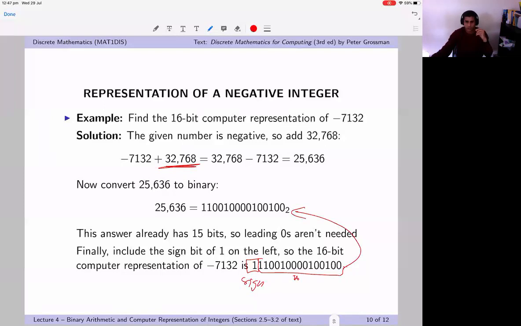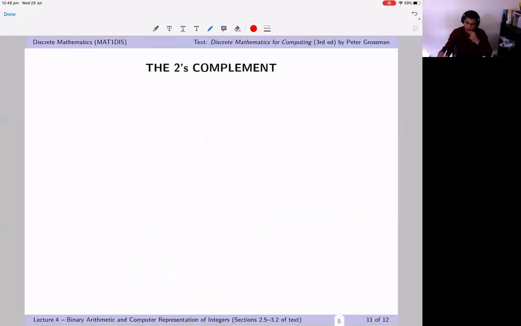However, this is not the only method of representing numbers. There are other methods as well, and quite simpler. And how do those methods work? Let me go on and explain that, and why those methods are the preferred methods as well. So the method is called 2's complement, and here is how it works.